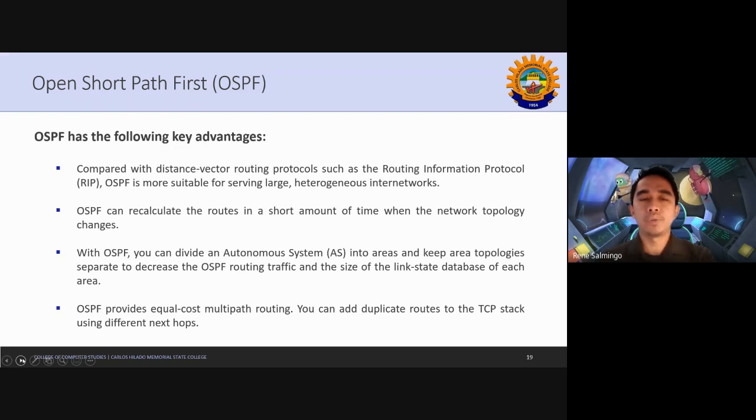With OSPF, you can divide an autonomous system into areas and keep area topologies separate to decrease OSPF routing traffic and the size of the link state database of each area. OSPF also provides equal cost multipath routing, so you can add duplicate routes to the TCP/IP stack, using different next hops.